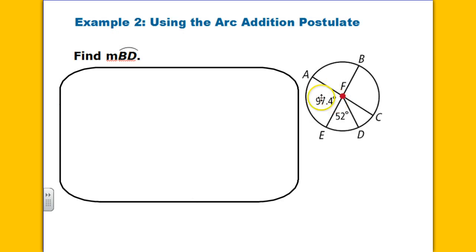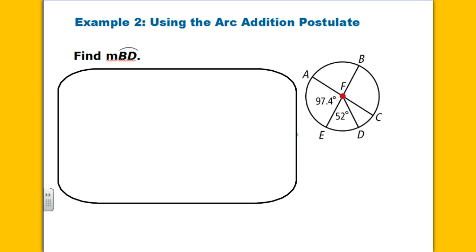Okay, let's use the arc addition postulate here. We want to find the measure of arc BD. There are some interesting ways we can find this measure of arc BD. We basically need to find this angle BFC and CFD. So one of them should jump out at you really quickly.